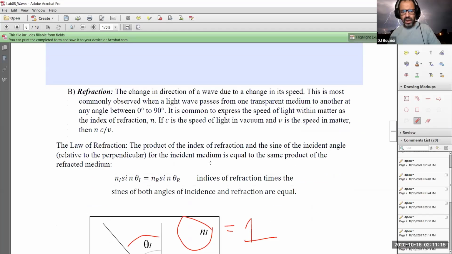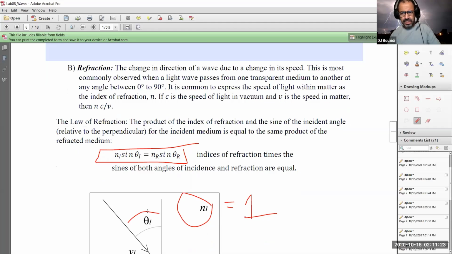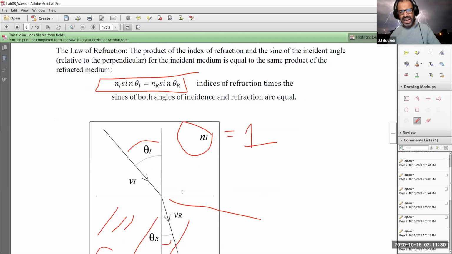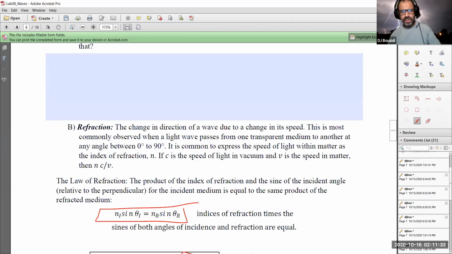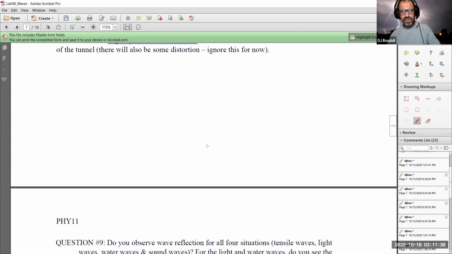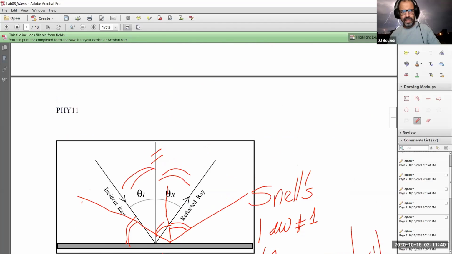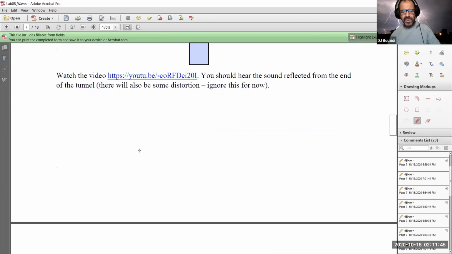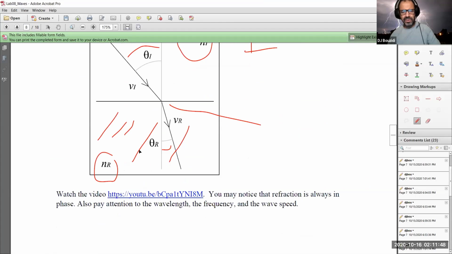So again, the law that governs it is this law. The index of refraction times the sine of the angle of incidence is equal to the index of refraction times the sine of the angle of refraction. This is the word I'm going for in here, okay? Not reflection. The first one was reflection. This one is refraction now, so this R is that of refraction. Watch the video that you do.